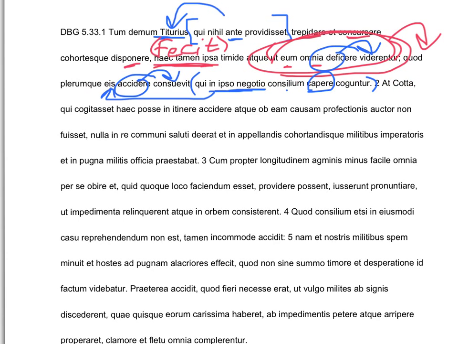At Cotta, qui cogitasset haec posse in itinere accidere, atque ob eam causam profectionis auctor non fuisset, nulla in re communi saluti deerat, et in appellandis cohortandisque militibus imperatoris et in pugna militis officia praestabat. So, Caesar just got done telling us how Sabinus Titurius acted. Now he's going to contrast this with the other Roman leader, Cotta. But Cotta, let's see, we've got a qui here, probably starting a relative clause. And it's a long relative clause that goes all the way down to this fuisset. But don't worry, I bet you we can find some chunks to break it up.